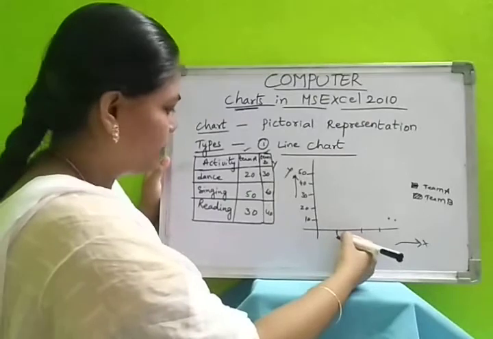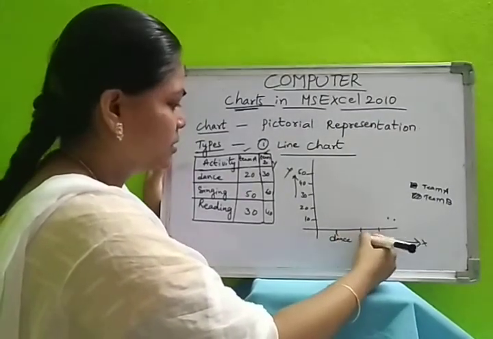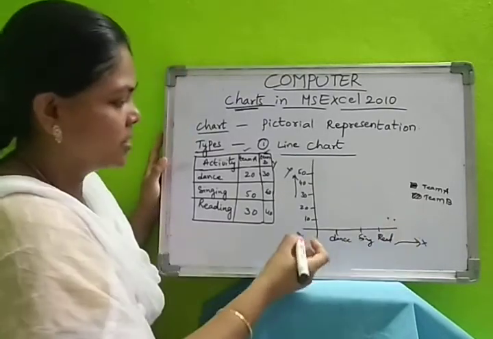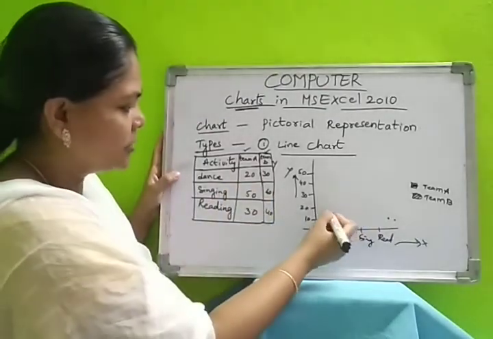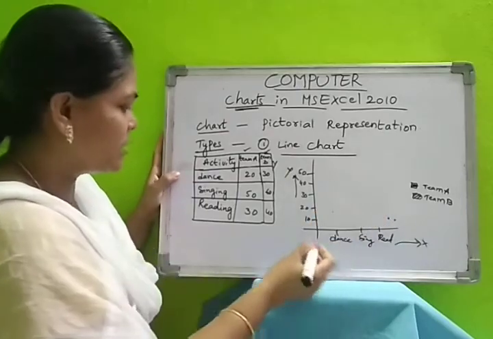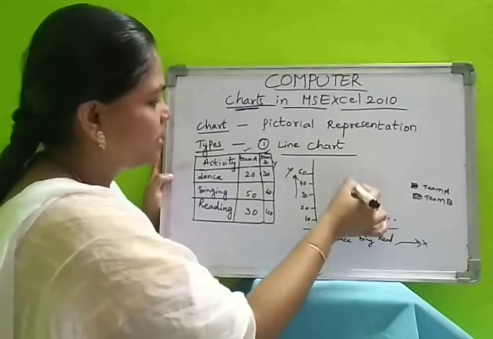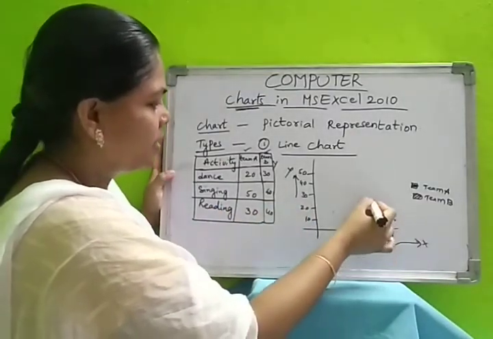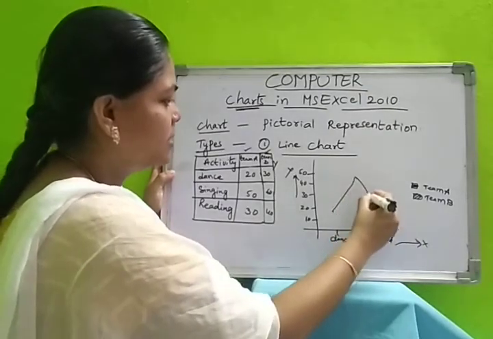Okay. So here dance, next singing, reading. These three like this. The first, team A, is at 20 for dance, a dot. Now we have to join all these dots. Singing is 50. Singing, here 50. And reading again 30. Here 30. So we have to join all these lines like this, it will come.